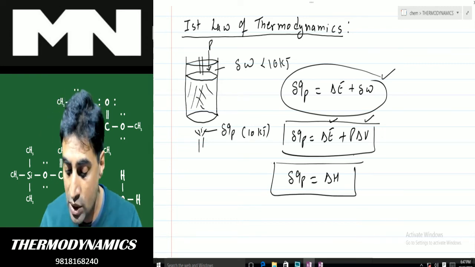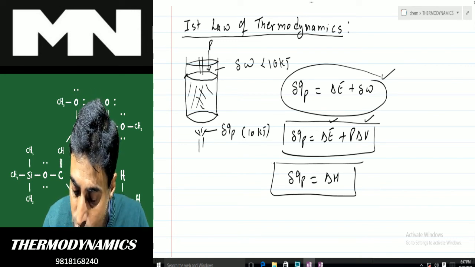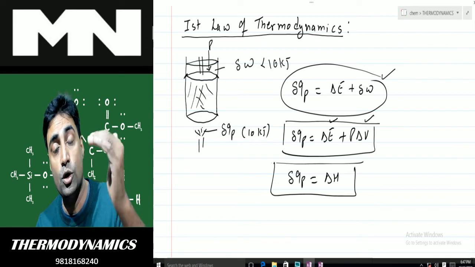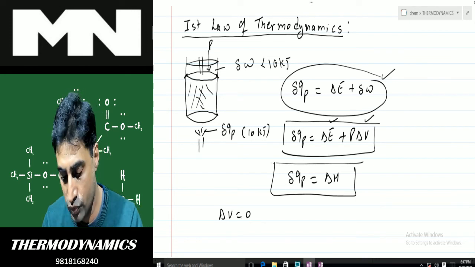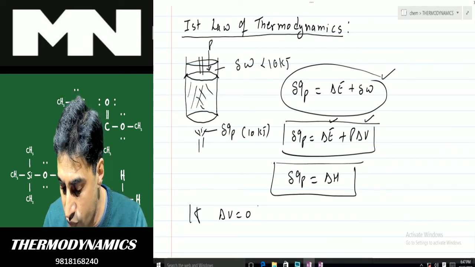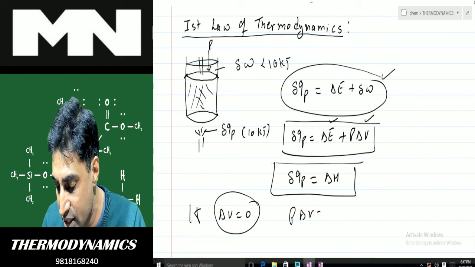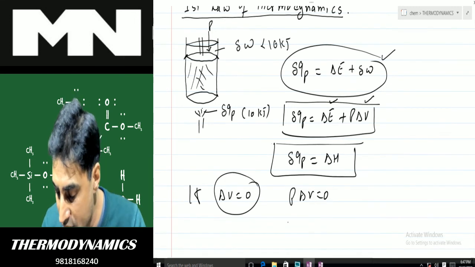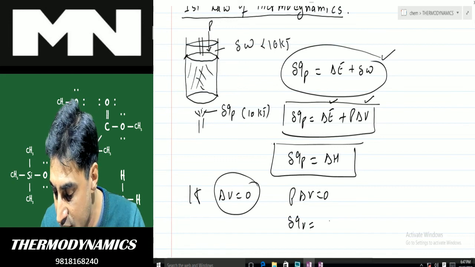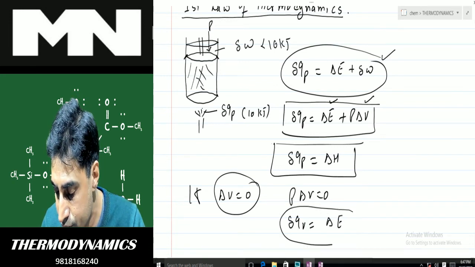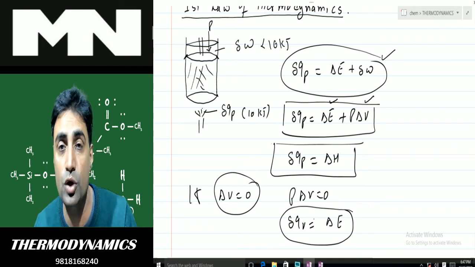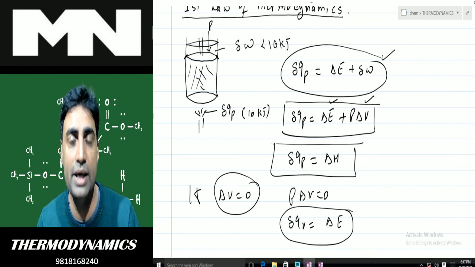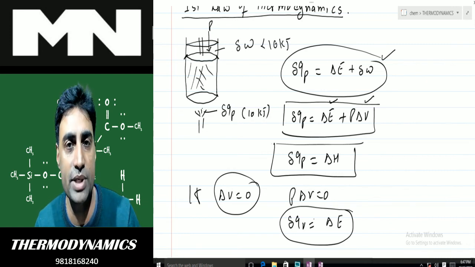Another example I'll give you. Suppose I am welding this piston over here. I am not allowing this piston to move. It cannot move. If the piston cannot move, then the change in volume is 0. If the change in volume is 0, that means P delta V is 0. In that case, we can say del QV is equal to delta E. So heat supplied to a system at constant pressure will result in an increase in enthalpy, and heat supplied to a system at constant volume will result in an increase in internal energy. This is what the first law of thermodynamics is.